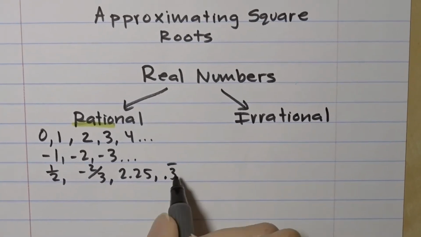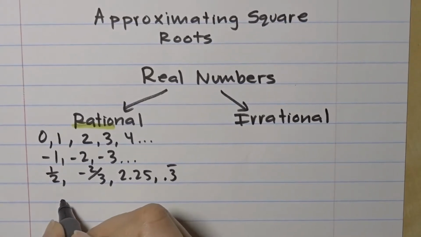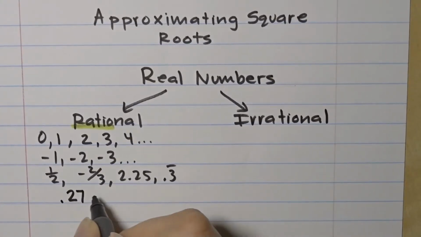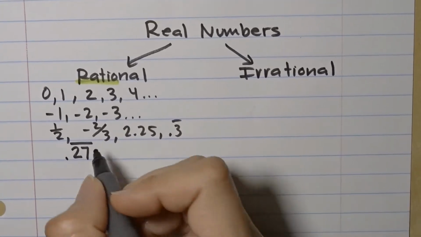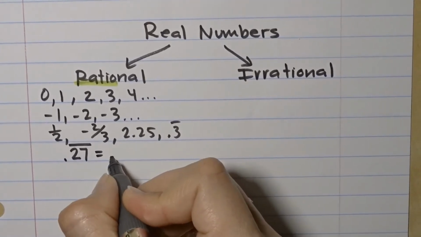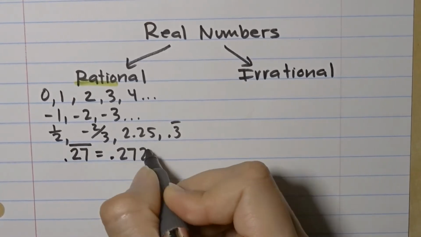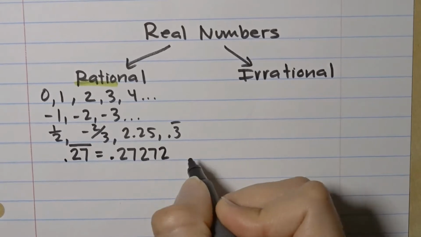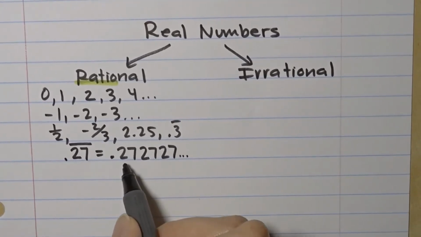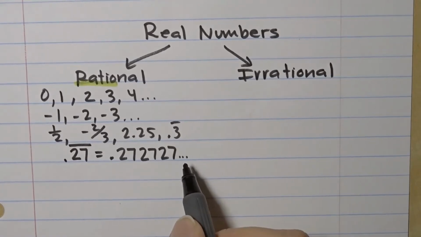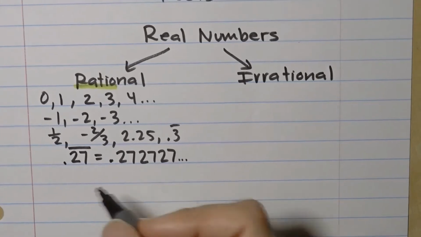Now, here's the special category, which is decimals. If I give you a decimal like this, 0.27 with the bar on top, can you predict what comes next if I write it in expanded form? What's next? What's next? What's next? Although it does go on forever, we can predict what comes next. So it's considered rational, okay?